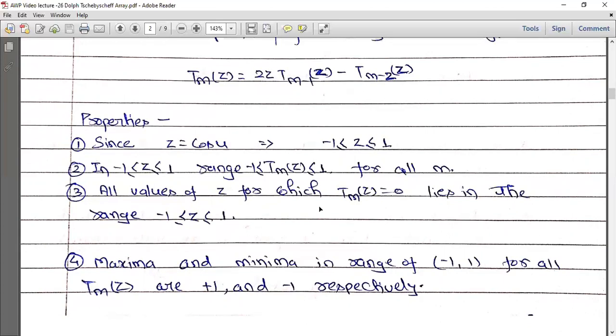So in this case also, all values of z for which Tmz is equal to 0, that means all the roots of Tmz equal to 0, will always lie between minus 1 and 1.